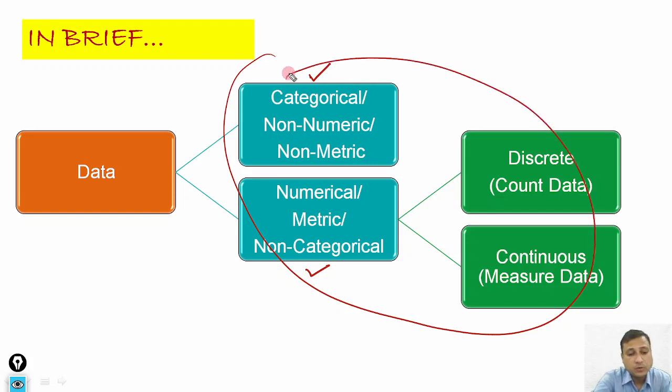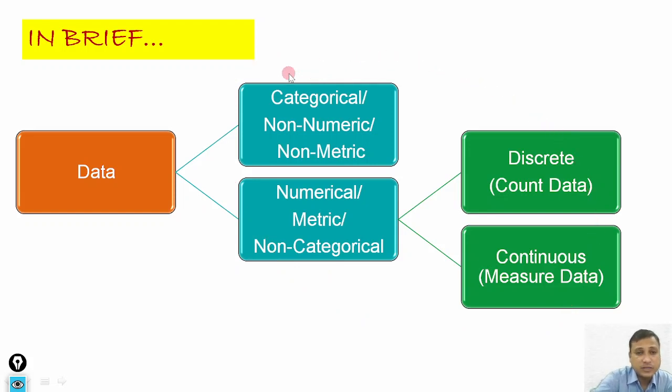So in brief, we classify data mainly into two types. One is categorical, non-numeric, non-metric data, and the other is numerical or metric or non-categorical data. Numerical data is further classified into 2 parts. One is discrete data and the other is continuous data. Discrete data is where we count the numbers, and continuous data is where we measure the numbers. Fine. So in summary, this is the classification of the data.